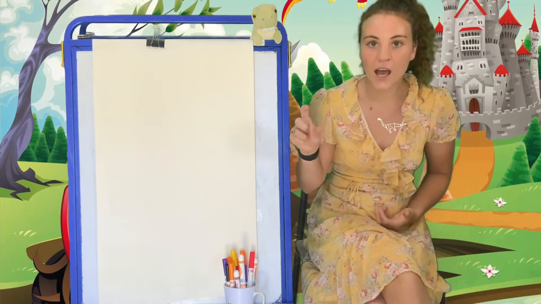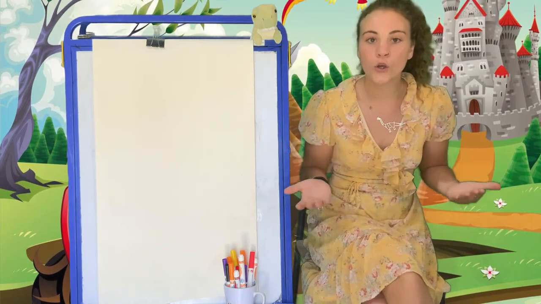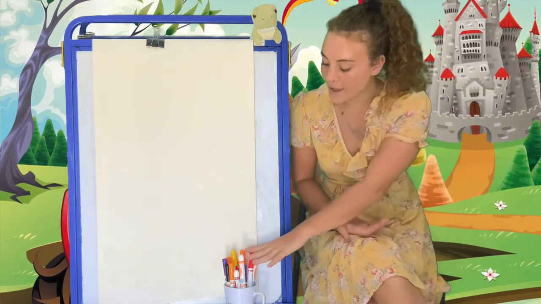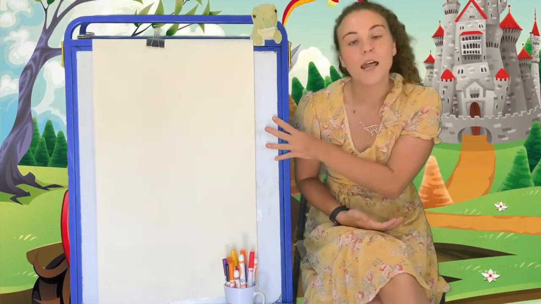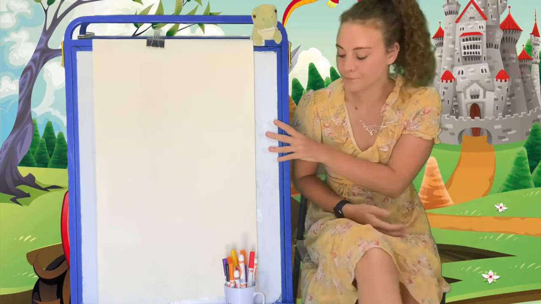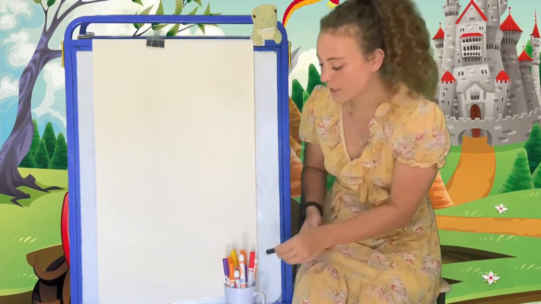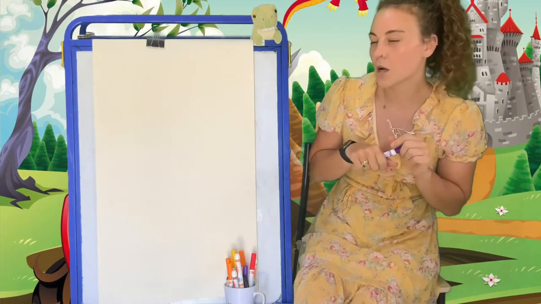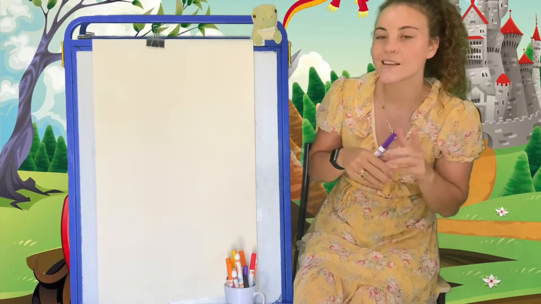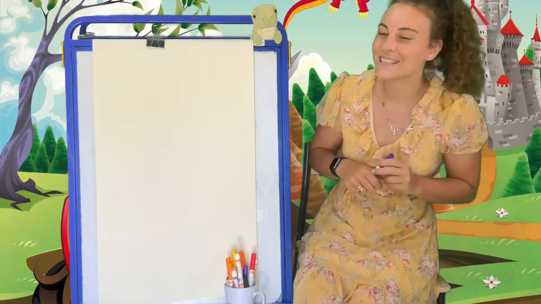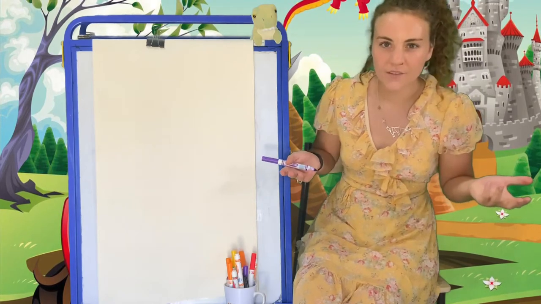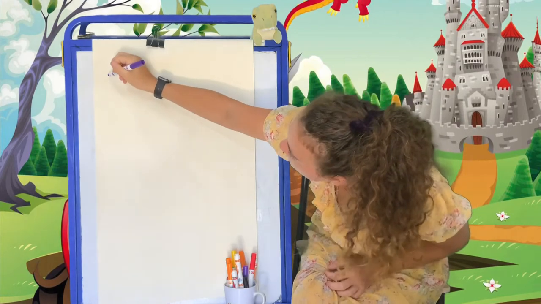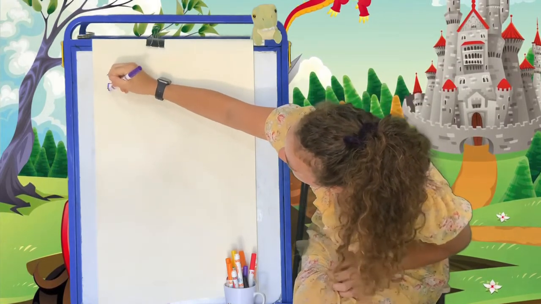So, first of all, we're going to create our own story map. The first line of that song is, who will fight the fierce dragon? So I've got my pens here and my board, and I'm going to draw a story map. I'm going to start off with a question mark, because our first word is who, and that is a question. Who? So I'm going to draw a question mark.